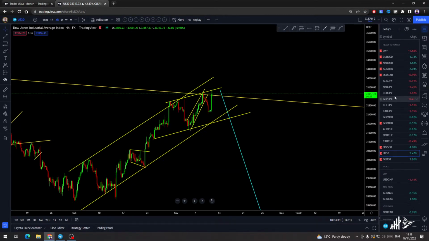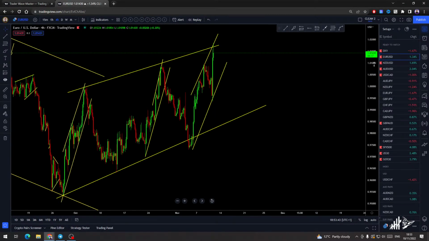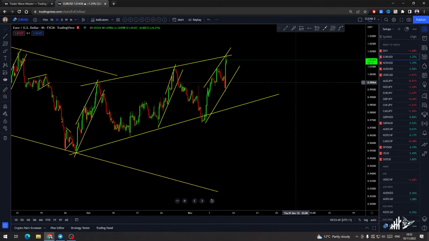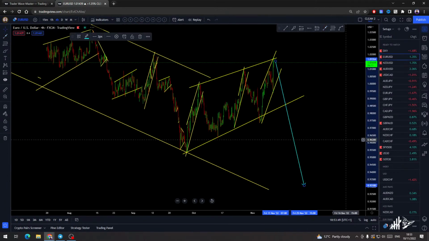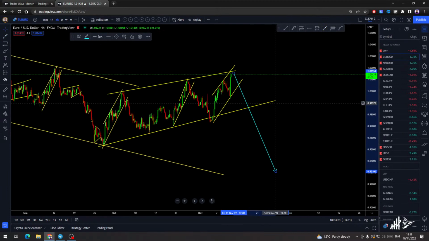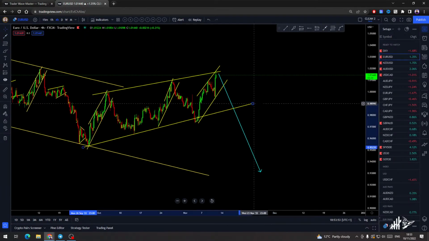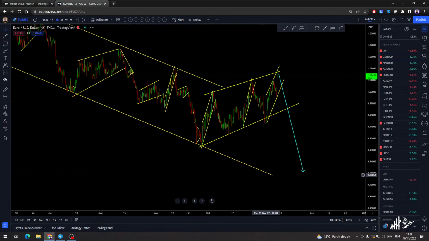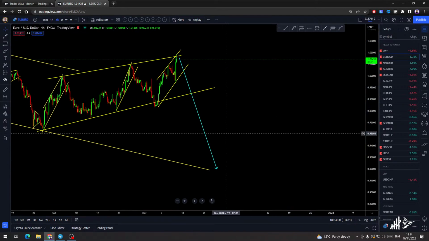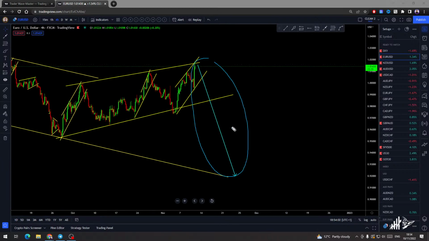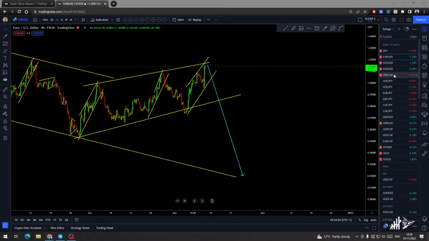And then what else? Euro dollar. Okay, so you know what to do. Everyone should be able to catch this one right there. This will be the move to the downside. I really see this kind of move over there in the upcoming days, back at this low at least. It's going to be the big movement. A big move is coming over there on the euro dollar, right?